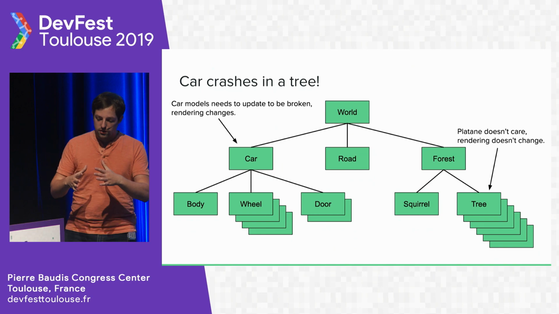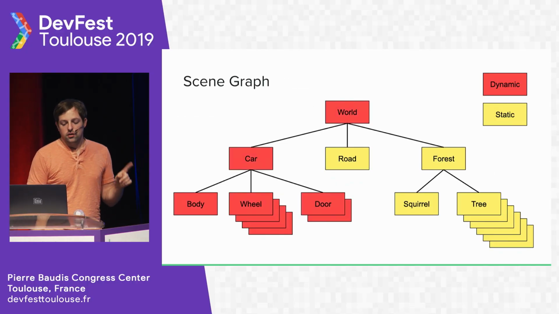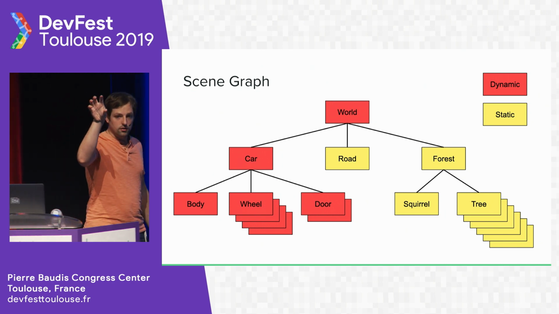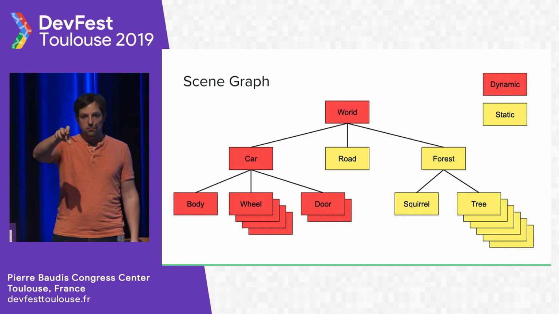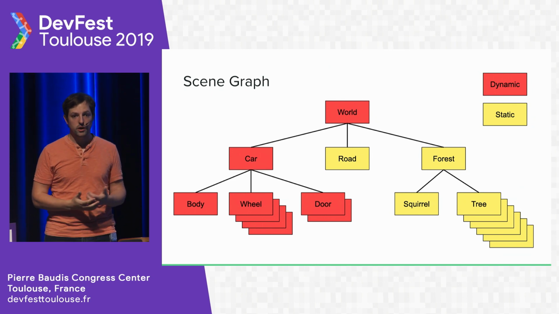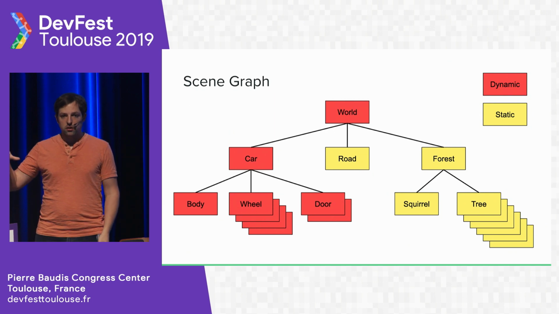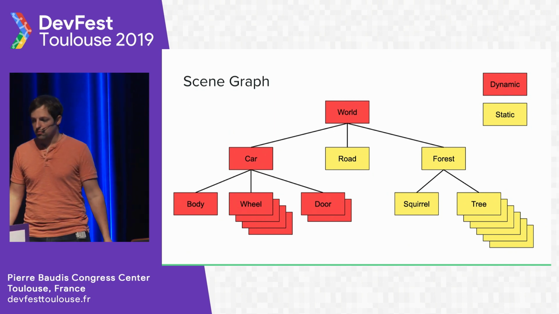And we can see that in a game or a graphics application, there are going to be parts of the scene that change and parts of the scene that do not, like the background. So we can classify nodes as dynamic and static. Here, the world is dynamic because the car is dynamic, because its components can change in reaction to things like crashing in a tree. However, the background is always going to be the same.